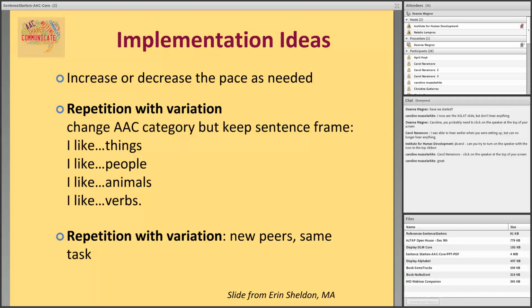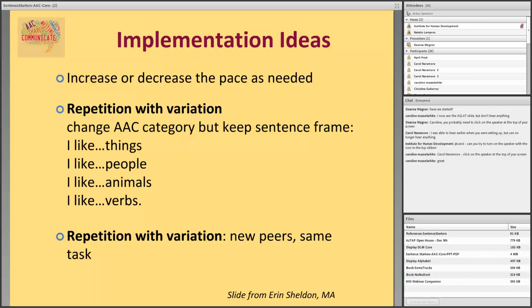So when we look at this slide, we think about, okay, if the categories that we want to talk about are some things that are really motivating to our students, this can be a very early type of communication. And instead of just labeling items, we can help students figure out how to talk about them. So we can talk about what I like and then explore the category of things I like, people I like, animals I like, and verbs I like.